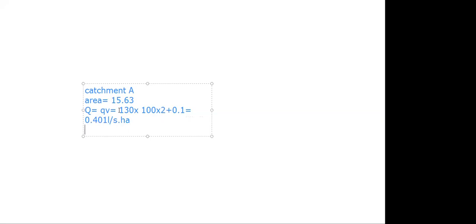But then what we now do for catchment A, the sewage discharge will be 0.401 multiplied by the area. This is what you get, 6.29 liters per second. So that's why you have this 0.401. The reason is that you are talking in terms of hectares. So now you have the area, you now multiply by the area.